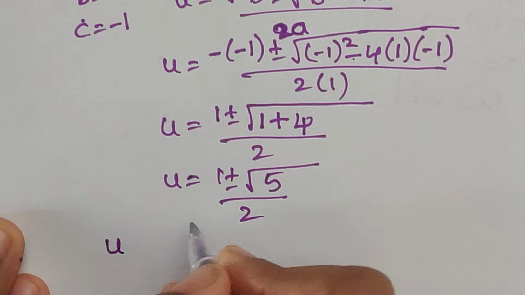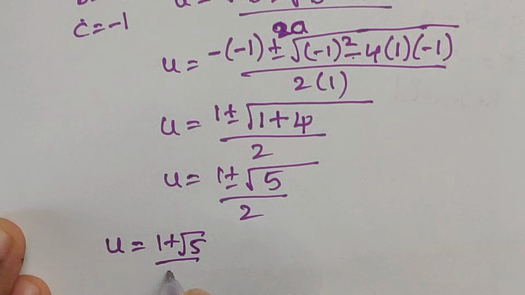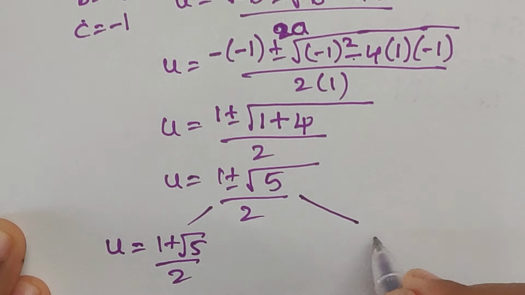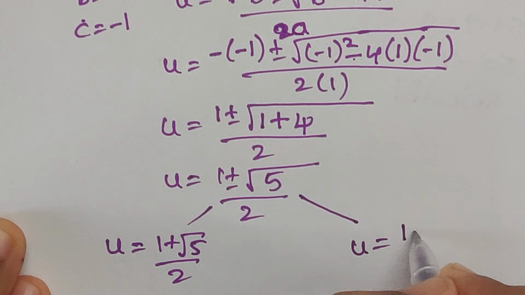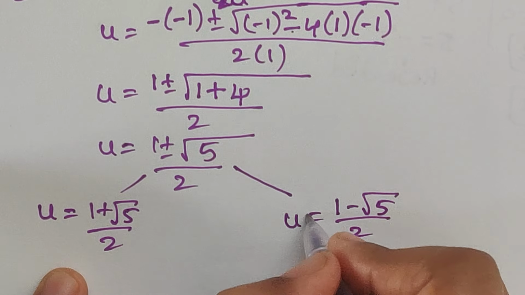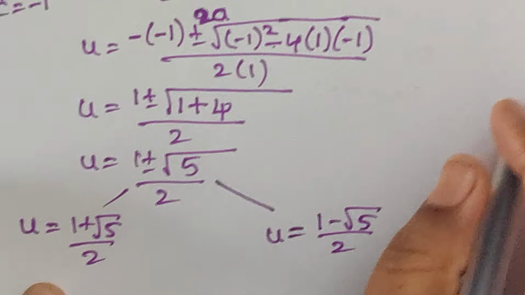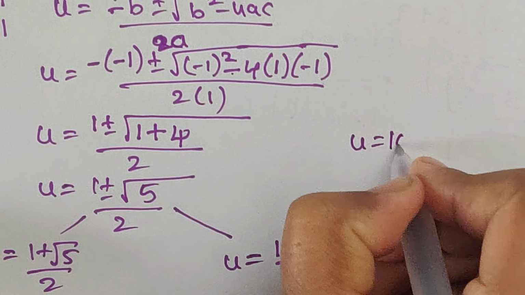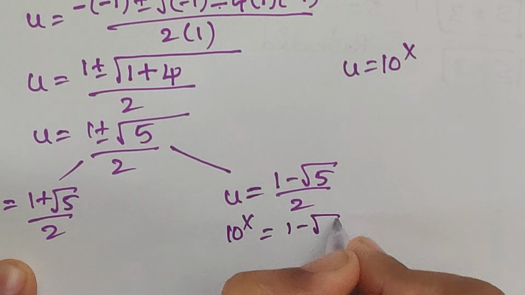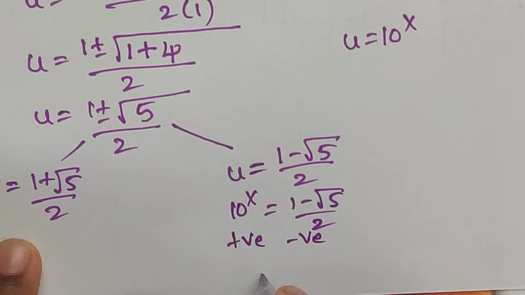So one is 1 plus square root of 5 divided by 2, and this is the positive solution, and this is the negative solution. It is going to be a negative value, but we know that u equals 10 to the power of x. So 10 to the power of x equals 1 minus square root of 5 divided by 2. So this is positive and negative, so it's not possible.